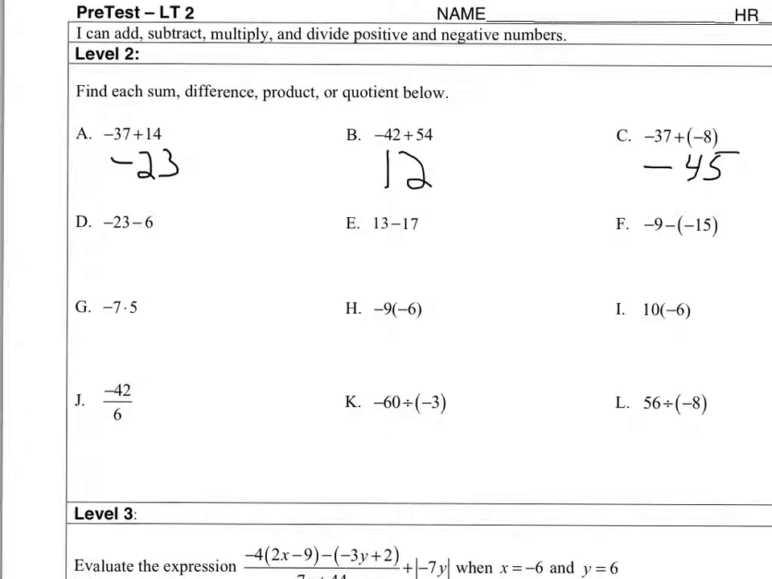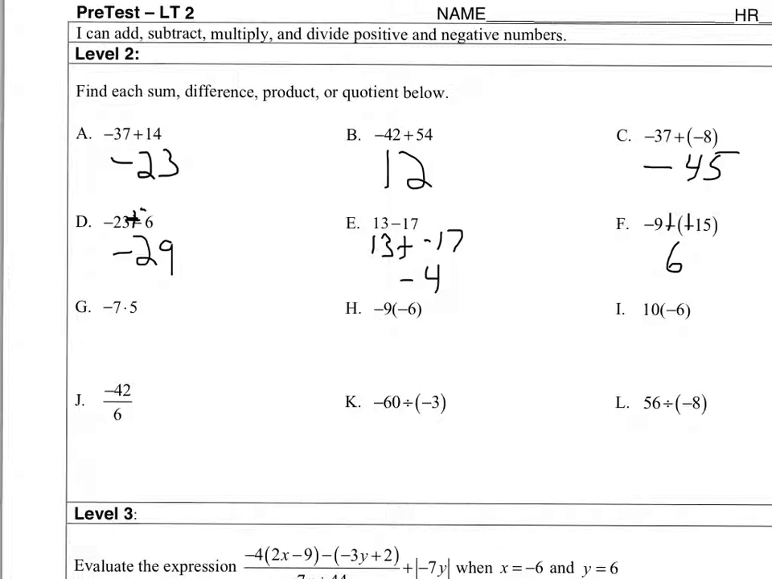In Part D, negative 23 minus 6. Okay, now I see we're subtracting, so I'm going to change that to adding the opposite. So I'm actually going to do negative 23 plus negative 6, which is negative 29. 13 minus 17, I might want to change to 13 plus negative 17, which is going to give me negative 4. Negative 9 plus positive 15 is going to give me 6.